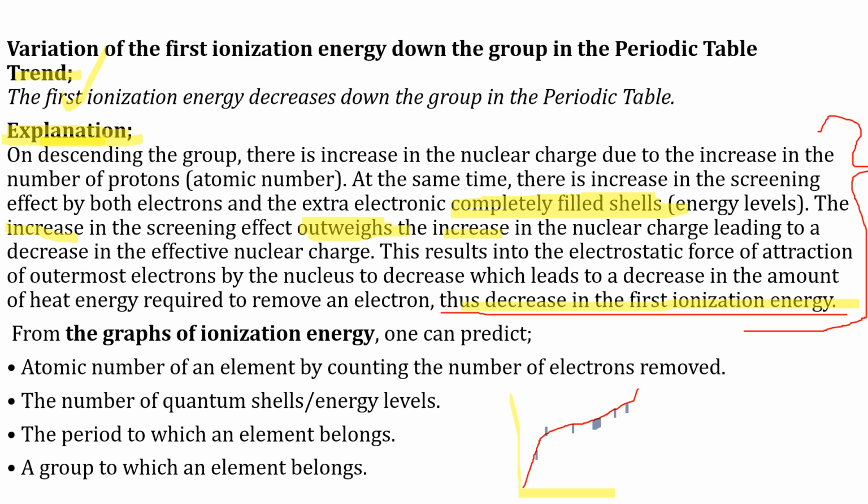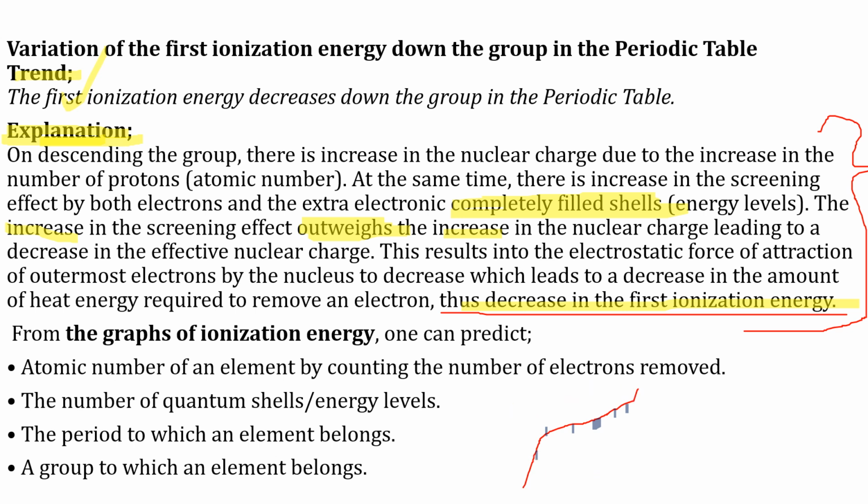So to find the atomic number, we shall just simply count the number of electrons removed, because remember that in an atom, the number of electrons is equal to the number of protons. So if you count the number of electrons here, we shall have 1, 2, 3, 4, 5, 6. So the atomic number here is going to be 6. I hope that is very simple to understand.